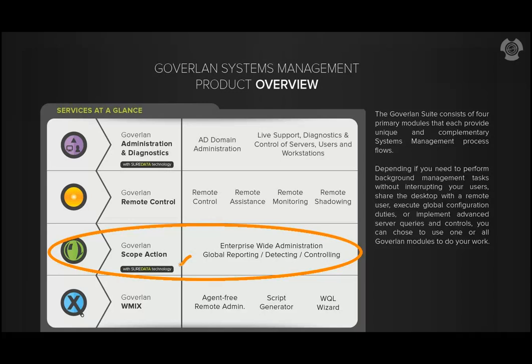I'll show you how Short Data plays into the Scope Action features as far as being able to generate reports based on machines that are no longer alive on your network, or they might be offline for whatever reason.